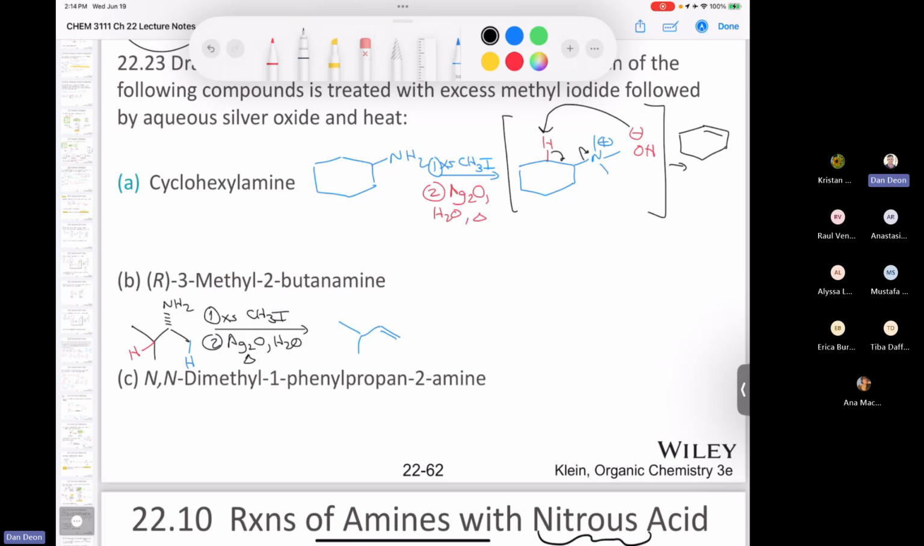So the last one, it says N,N-dimethyl-1-phenylpropane-2-amine. So that would be, let's see here, something that looks like this. So 1-phenyl, and then we have propane-2-amine, so N,N-dimethyl. There we go. So we have this compound. Step 1, excess methyl iodide. Step 2, silver oxide, water. And we heat that up. Of course, you have to say it with an accent. And then you would end up with this compound. I'll just put Ph for the aromatic ring. There you go. Another Hofmann product.